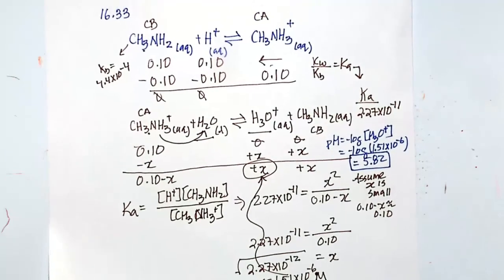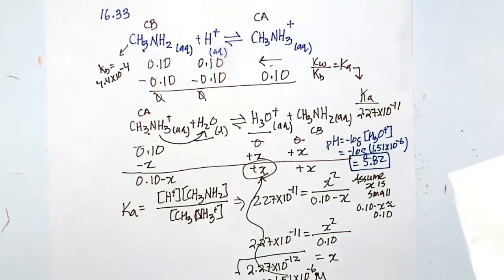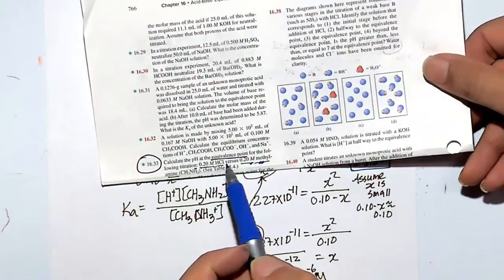Key to solving this problem is recognizing that at the equivalence point, the concentration will be half. Remember, we started off with equal 0.20 molar of methylamine and 0.20 molar of the strong acid.